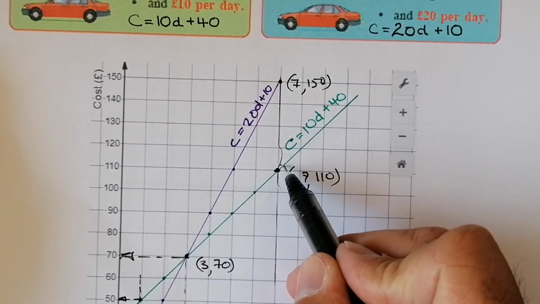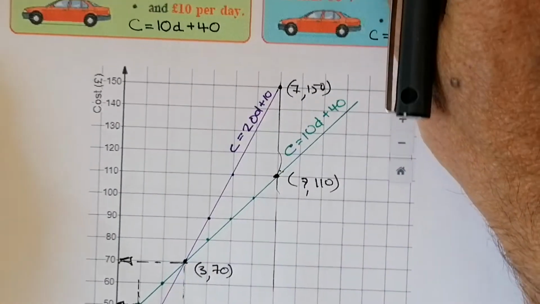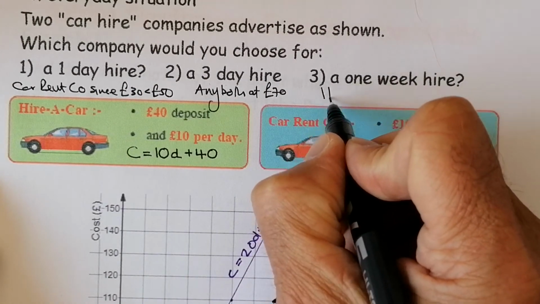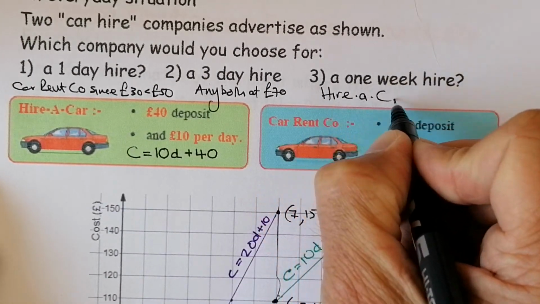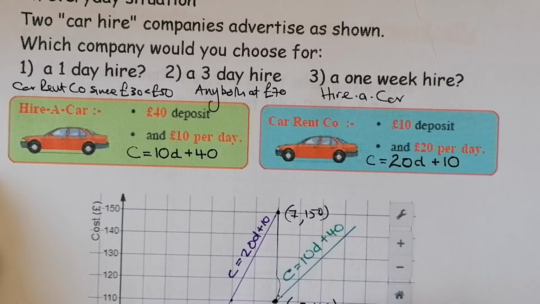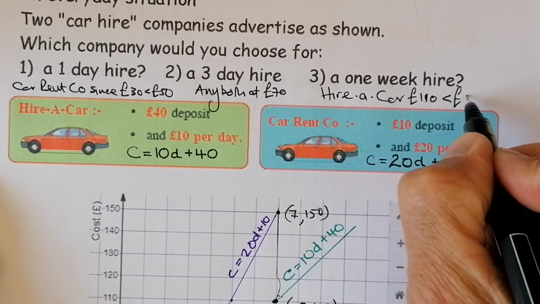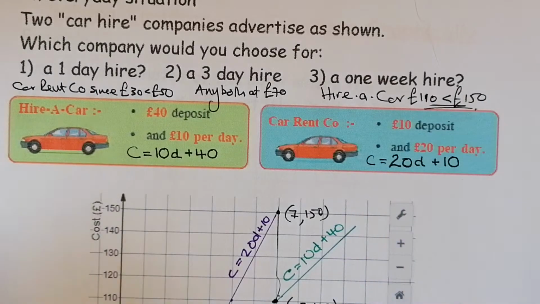So I think I'm going to go with this company here, which is the green one. That green company is going to be Hire a Car. So for 1 week hire, it's going to be Hire a Car. And for Hire a Car, they're going to charge me 110. So 110 is less than the 150, and that would be my reason for going with that company.